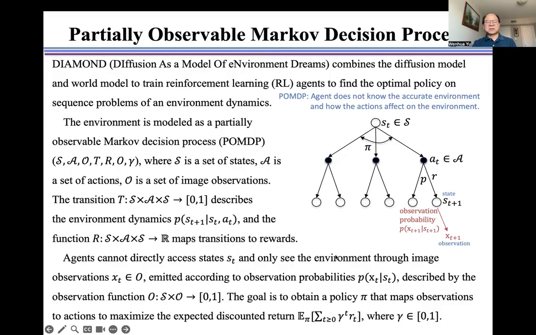Agents cannot directly access states s_t and only see the environment through image observations x_t, emitted according to observation probabilities P, described by the observation function O. The goal is to obtain a policy pi that maps observations to actions to maximize the expected discounted return E.